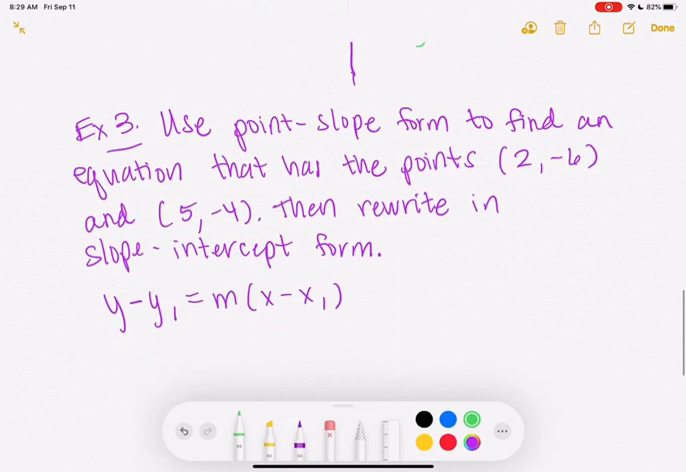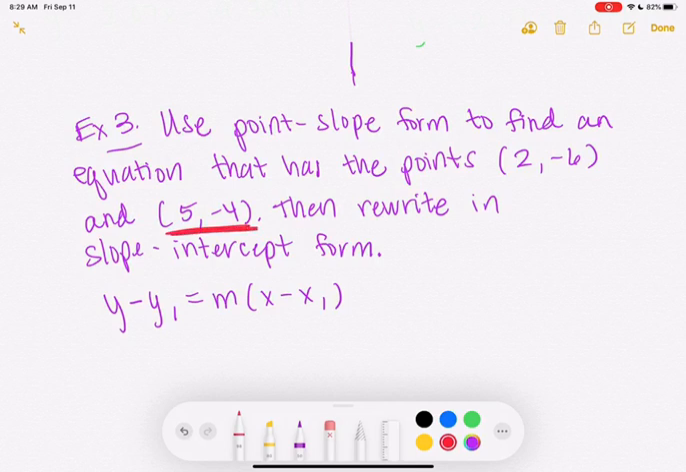For this last one, use point-slope form to find an equation that has the points (2, -6) and (5, -4). Then rewrite in slope-intercept form. So what do we need? We need a point and we need the slope. You can choose either point that you want. If you choose (5, -4), that's going to be the point that I pick.